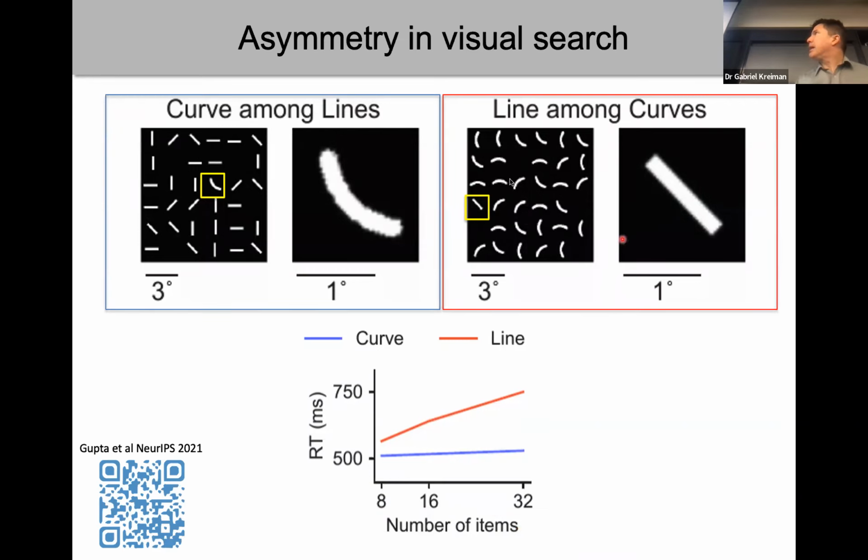In the case of the example on the right, that is when you're looking for a line among curves, the time it takes to search for the object.